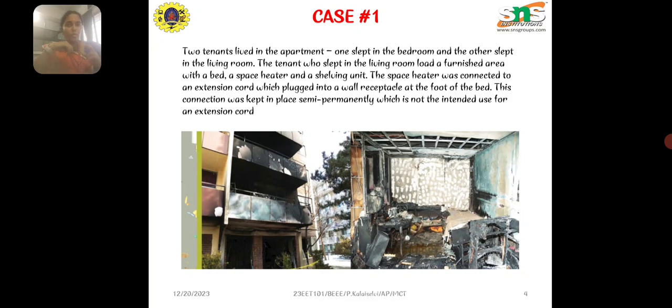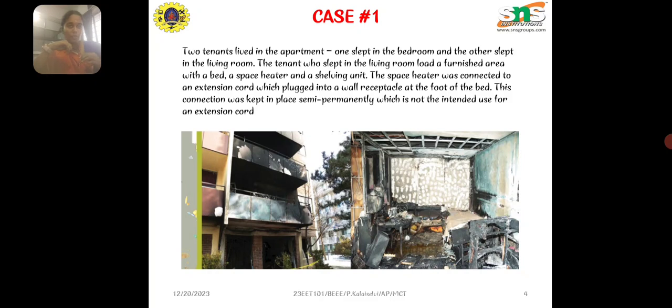Actually, there were two persons living in the apartment. One slept in the bedroom, and the other slept in the living room. The person who slept in the living room had a furnished area with a bed, space heater and sleeping unit. The space heater was connected to an extension cord plugged into a wall receptacle at the foot of the bed. This connection was kept in place semi-permanently, which is not the intended use of an extension cord; it is neither a temporary nor a permanent one.